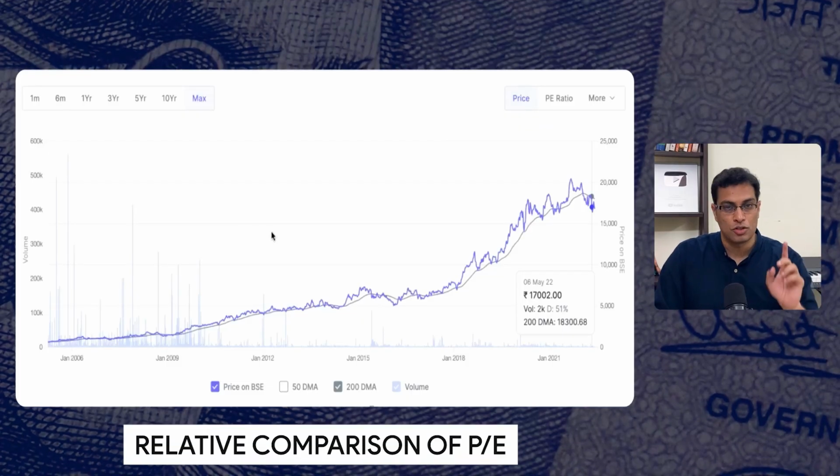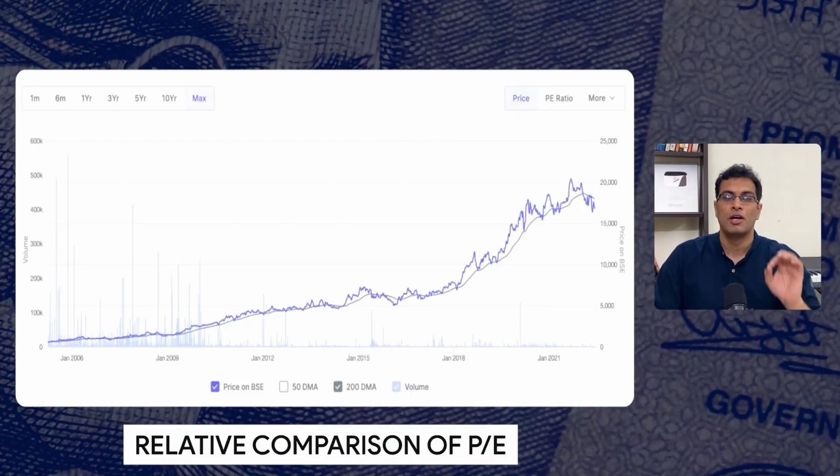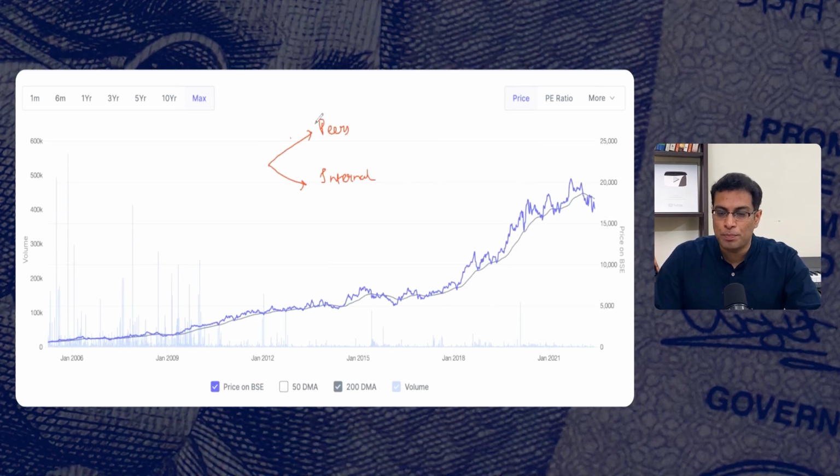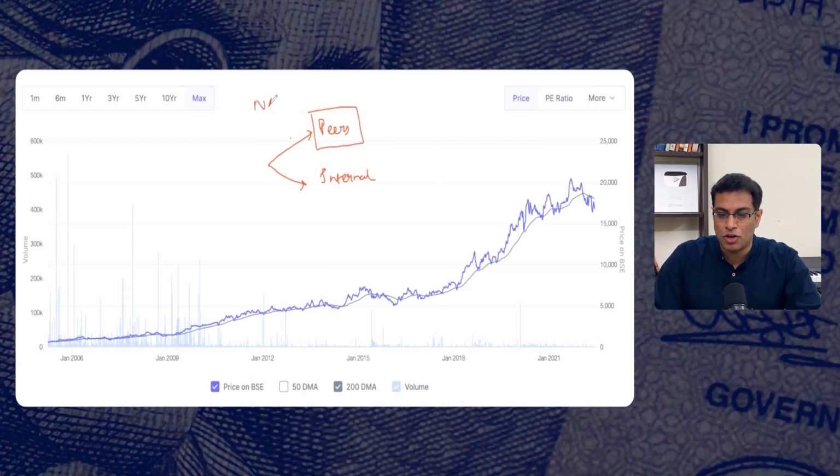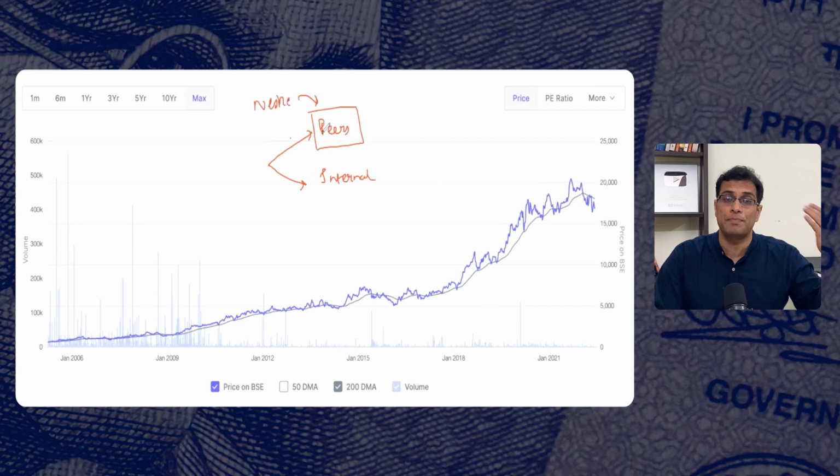That is called absolute PE comparison. PE is useful if you're doing a relative comparison of PE. So what is meant by relative comparison of PE? Relative comparison of PE means that you pick a stock like Nestle, or whichever stock you're trying to analyze, and compare it to its peers' PE.